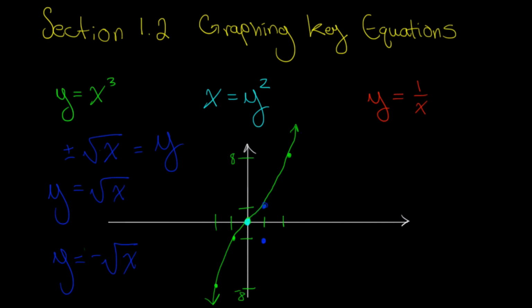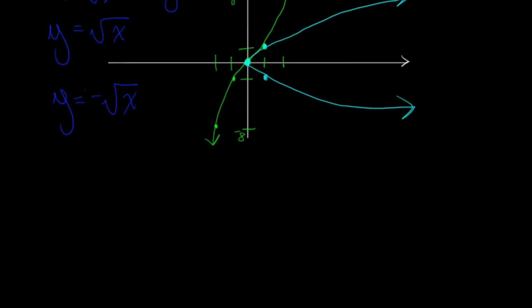Oh, what am I doing? Cyan. The graph of x is equal to y squared looks something like that. And now 1 over x. I'm going to do a whole different graph for this one.